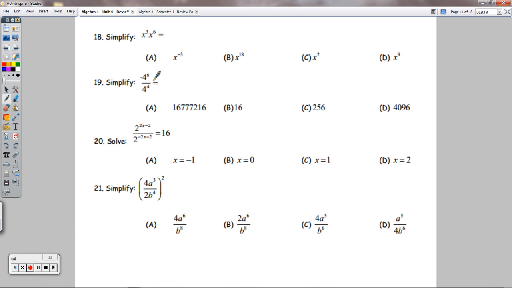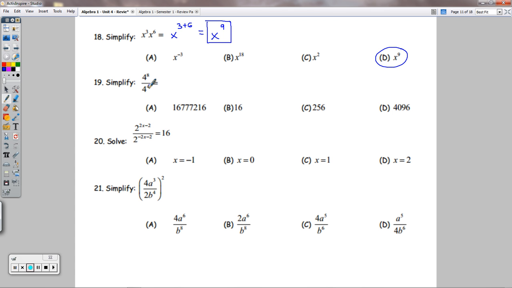So number 18, now we're going to start some multiple choice type problems, working our way through these types of problems. So if we have multiplication like this, we are going to add the exponents. Therefore, your answer should be x to the 9th power on this one. X to the 9th power, choice D, so circle that one.